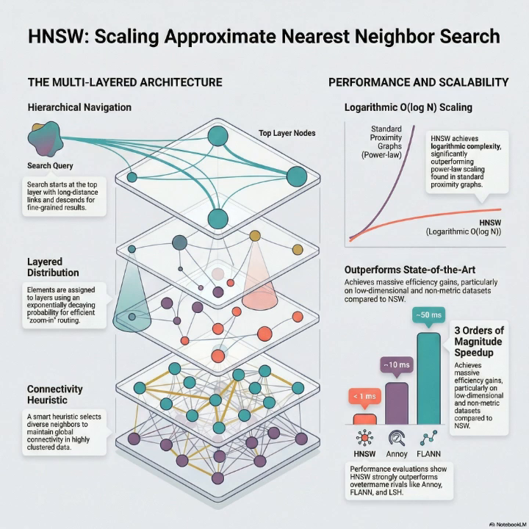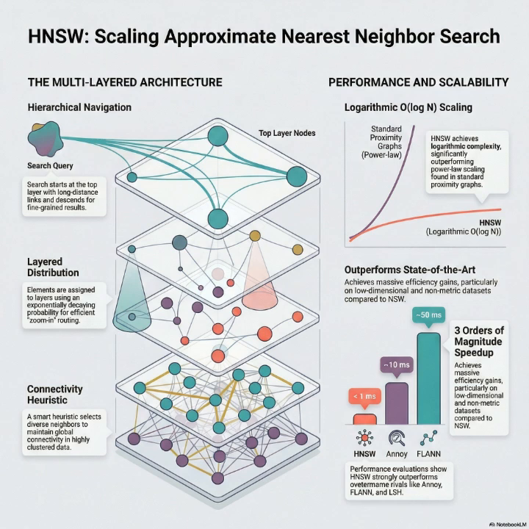There is another parameter here that the listeners really wanted us to get into. The variable M, the max links per node. Right. M is the maximum number of friends or neighbors a node can have on a given layer. The paper makes a distinction between M for the upper layers and M_max0 for the ground layer. Usually you want the ground layer to be denser, to have more connections, because that is where you need the highest precision.